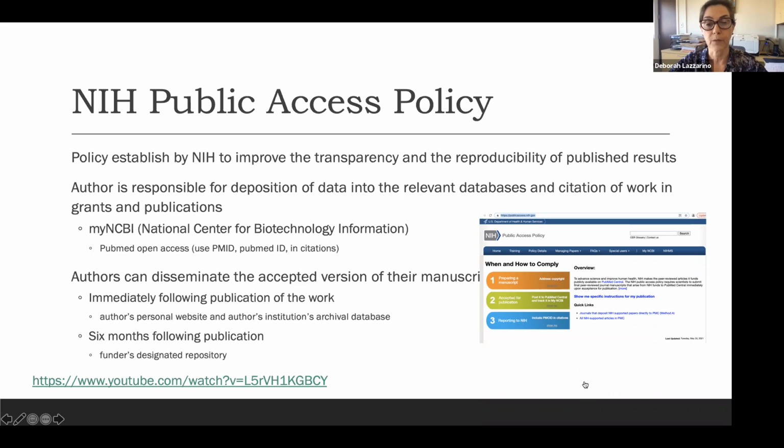So when you first submit to a journal, you can disseminate the accepted version of the manuscript immediately as an author by sharing, copying, putting it up on the website, and putting it into your institutional archival database. After 6 months following publication, then it can be deposited in the funder's designated repository. Some journals will do that for you, others you will do it yourself. And there's a list and good guidance for that on the NIH website.